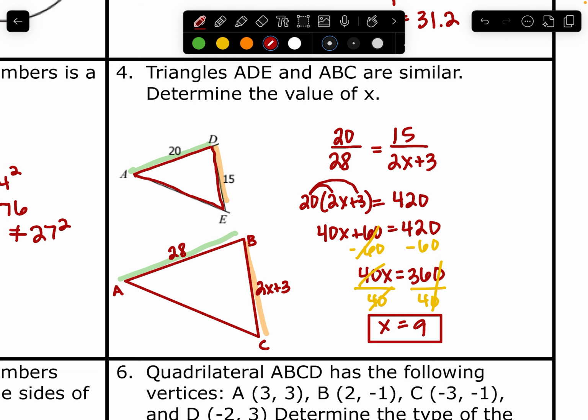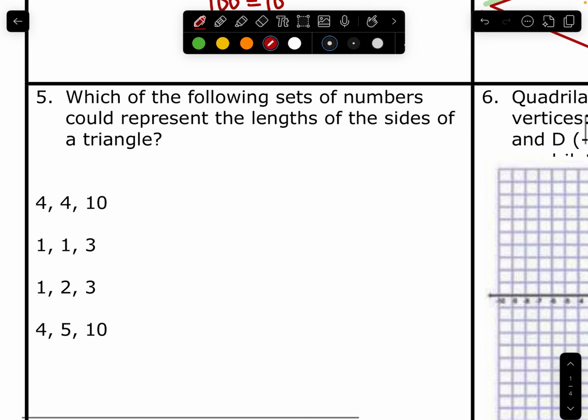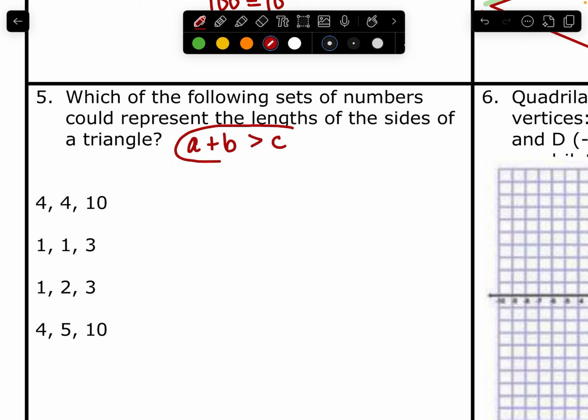Okay, next. Which of the following sets of numbers can represent the length of a triangle? So in order for it to be the length of a triangle, A plus B has to be greater than C. Not A squared plus B squared equals C squared. Don't square anything. Just add the two smaller sides, and if it's greater than the third side, it is a triangle. If it's not greater than the third side, it would not make a triangle.